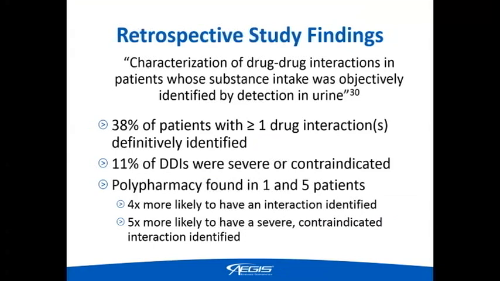Our patient population within this study had about twice as many polypharmacy patients based on the detection of 5 or more substances in their urine specimen as the general population. The most recent CDC survey on medication use reports that only 10 to 15% of patients have used 5 or more medications within the last 30 days. This is important because polypharmacy patients are more likely to have an interaction and are at a greater risk for severe or contraindicated interactions, as we saw from the findings of the study.